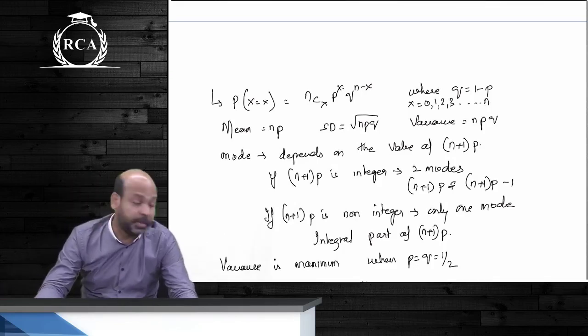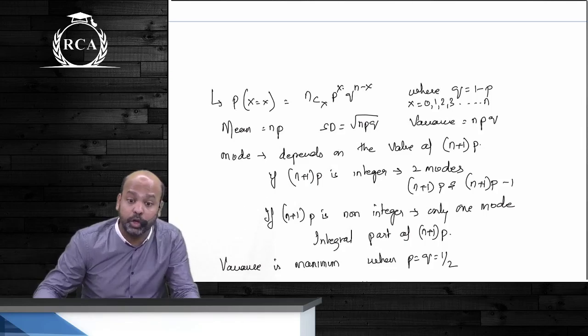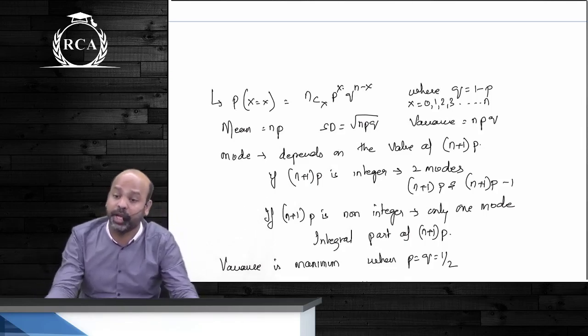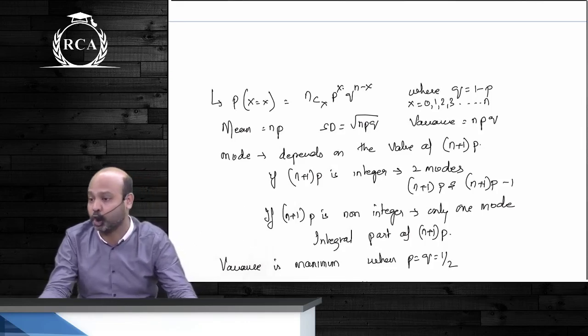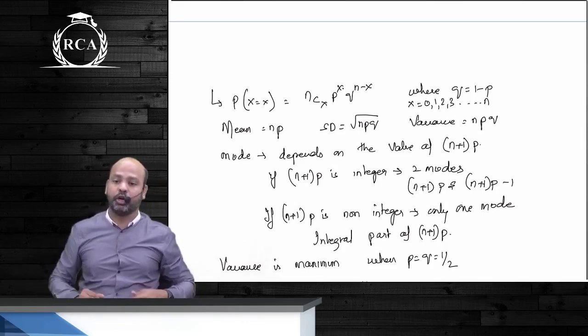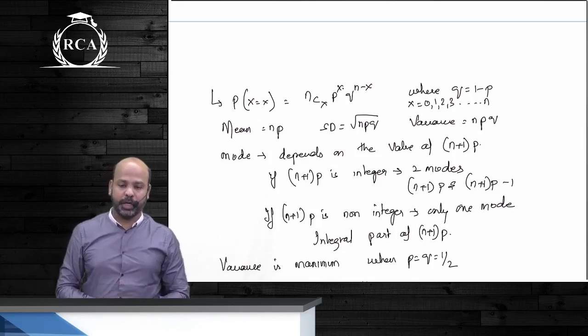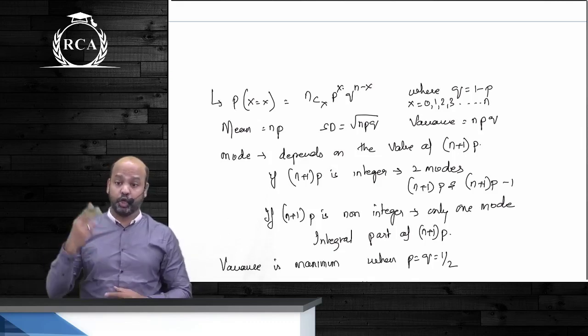Now, the mean of a binomial distribution will be equal to n into p, the standard deviation is root over npq, and the variance will be equal to npq. The mode will depend on the value of (n plus 1) into p. If (n plus 1) into p is an integer, there will be two modes.